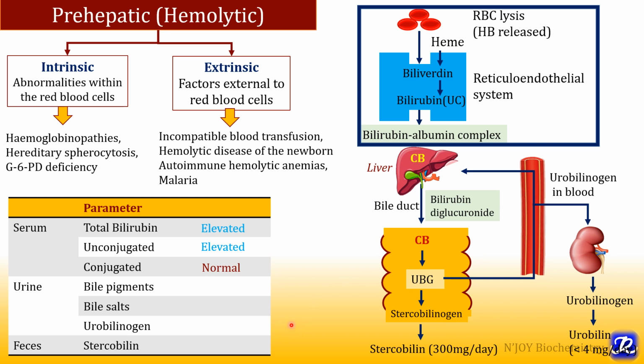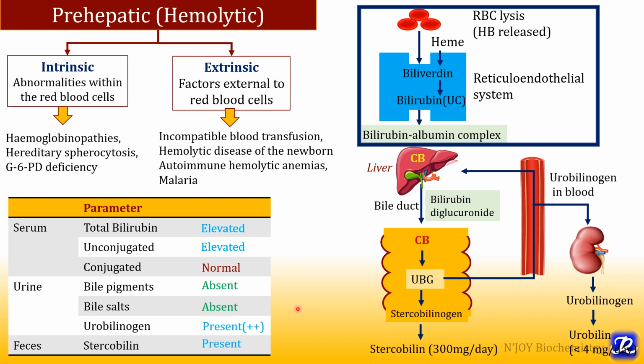Now coming to the urine analysis parameters. The bile pigment here is the conjugated bilirubin. Now here the conjugated bilirubin in the serum is normal, so will it appear in the urine? No. So the bile pigments in the urine will be absent, as well as bile salts will also be absent.